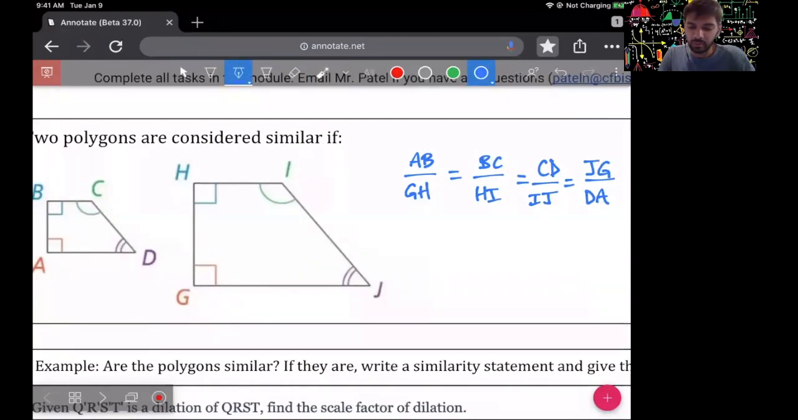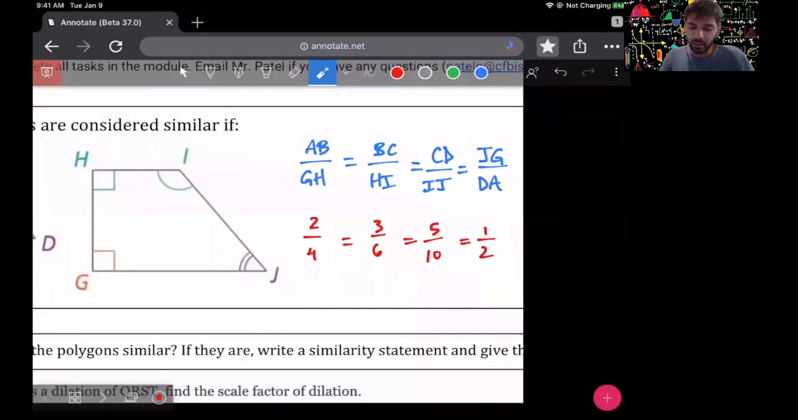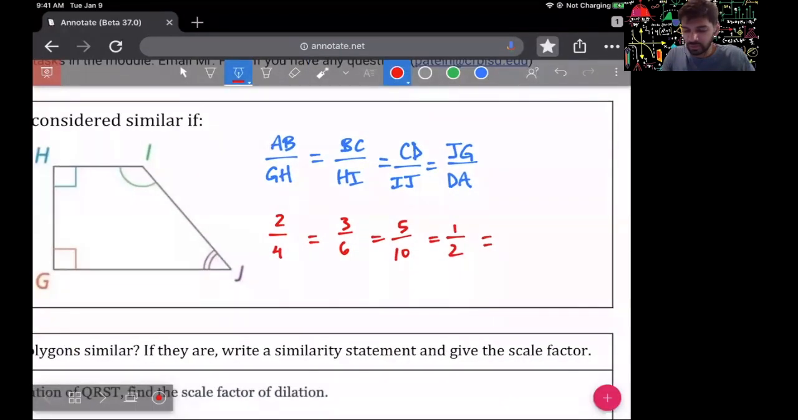So for example, let's say AB over GH was 2 over 4. Then all of these other fractions would have to be equivalent to 2 over 4. So I could have 3 over 6, or 5 over 10, or 1 over 2. All these are equivalent to each other. They're all equal to 1/2. They can be simplified down to 1/2. And whatever that value is, all of these equal 0.5 or 1/2. That's what we call a scale factor.